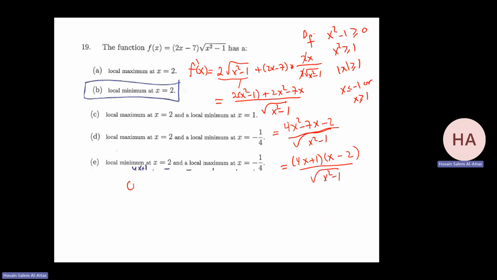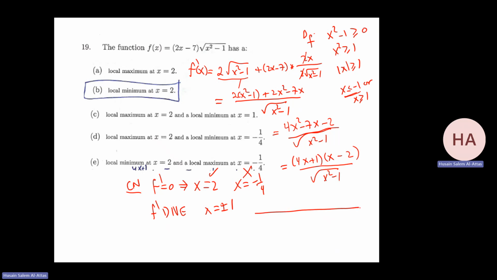So critical numbers. I have what? F prime equals 0. So I have x equal 2, in the domain, yes. X equal minus 1 over 4 is not in the domain, so this is out of the picture. If prime does not exist, these are endpoints. I have x equal plus or minus 1.